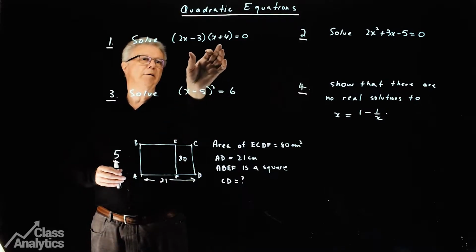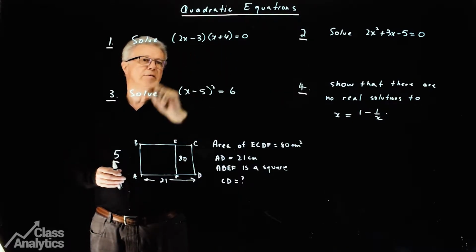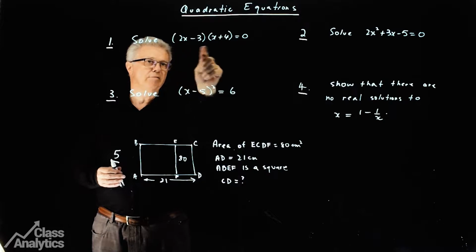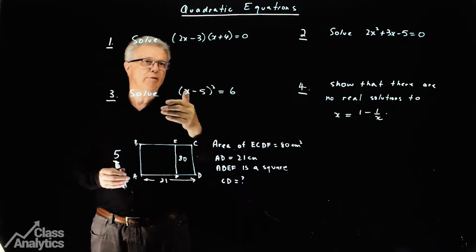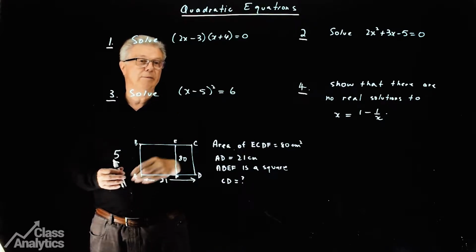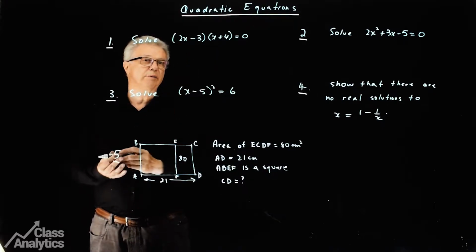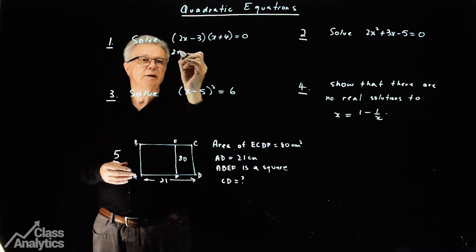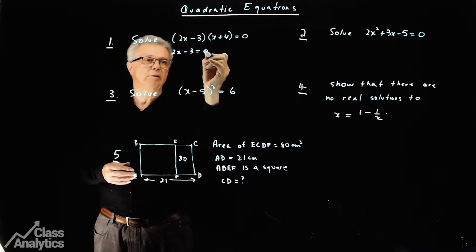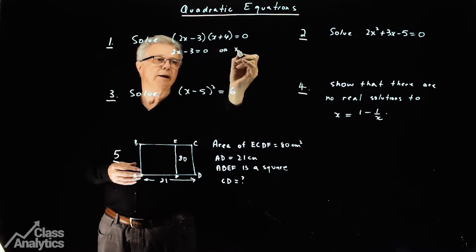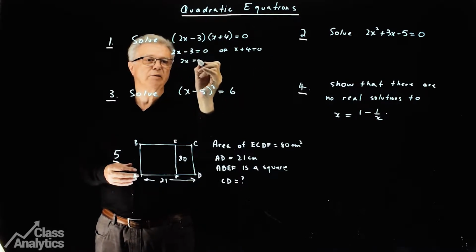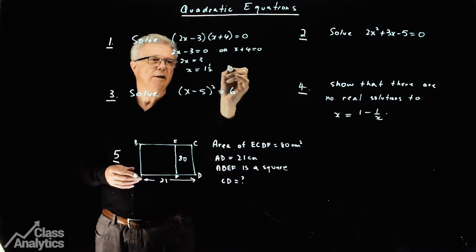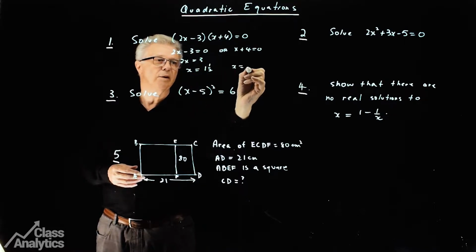The first one is an interesting one because I think when I was a young teacher I forgot to do this with my students, and a lot of them expanded the brackets out and used the quadratic formula and wasted a lot of time. In the factored form it's very simple because either 2x minus 3 will be equal to 0 or x plus 4 would equal 0. So 2x must equal 3, x equals 3 over 2 or 1.5. Here x equals minus 4.